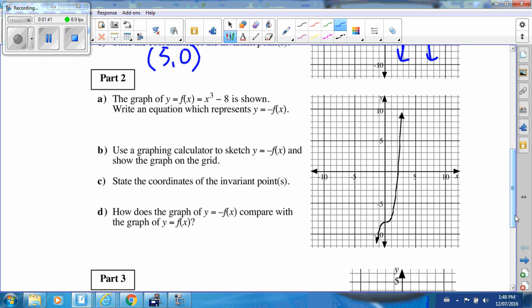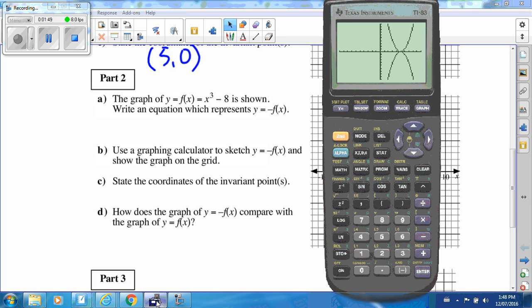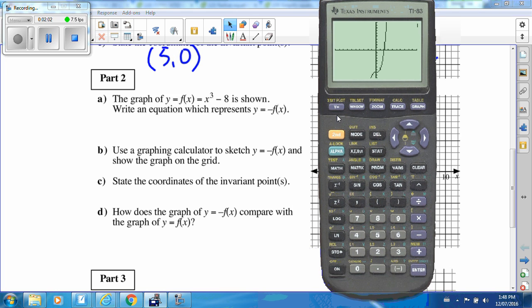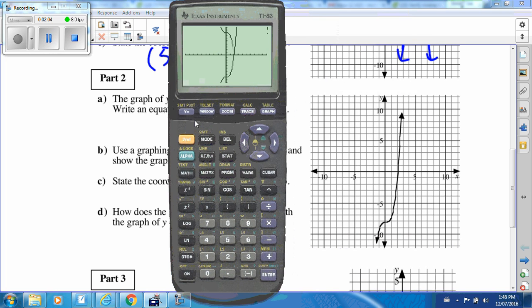Same thing here. I'm not going to bother doing this in your graphing calculator. Again, same thing. Just go negative y1. Actually, I guess I'll show it for this one. I'm just going to go back into here, and now I can just change this. Make this x cubed minus 8. And then just delete the rest of that. There's my first graph. There's my second graph.